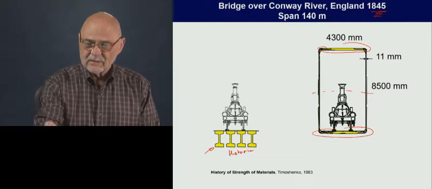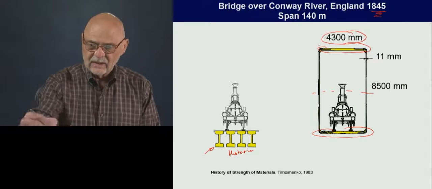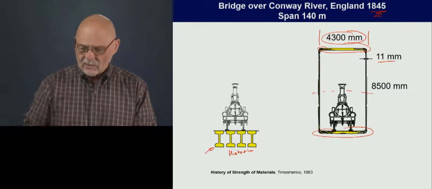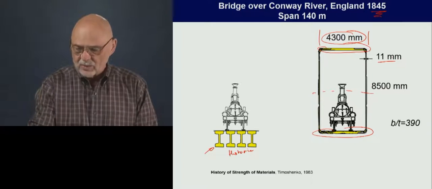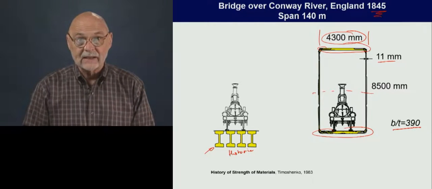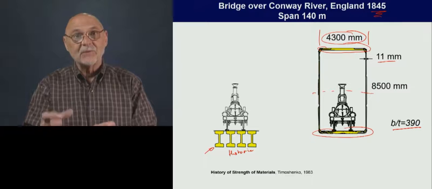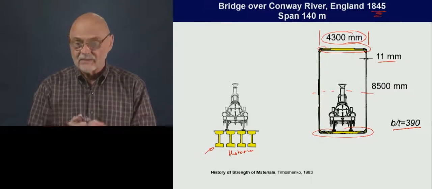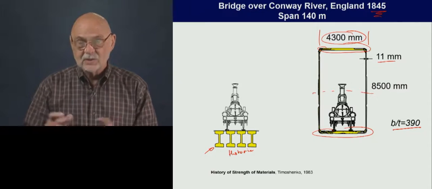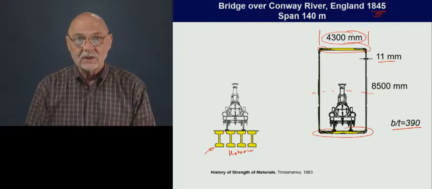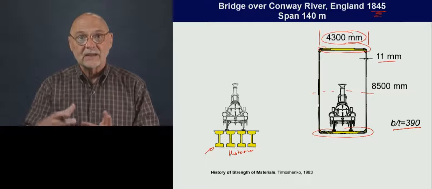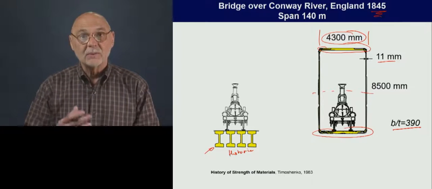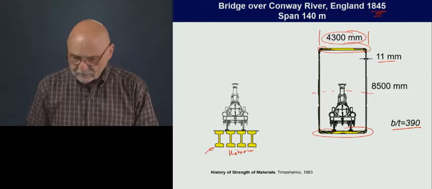If we look at this, here's the width of this section, and here's the thickness all the way around. So in this case, the width to thickness ratio is 390. This is really the first structure that used these very thin wall sections with these really huge b over t ratios. The reason for that is that they're very efficient. They're very stiff compared to the amount of material that we're using.